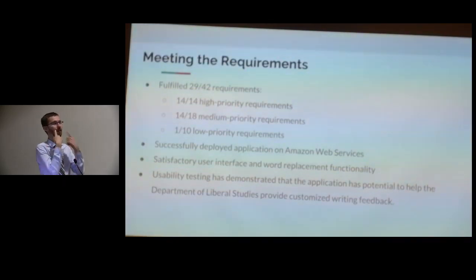The current state of the product is that we were able to work with the AWS website, the server, and we were able to give examples of the user to the users that we're satisfied with, and so our product is successful in that regard. And we are going to be able to help the Department of Liberal Studies to succeed in their goals.